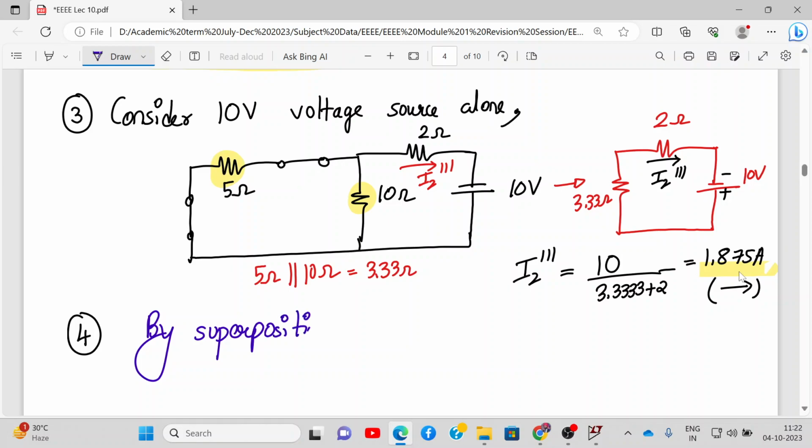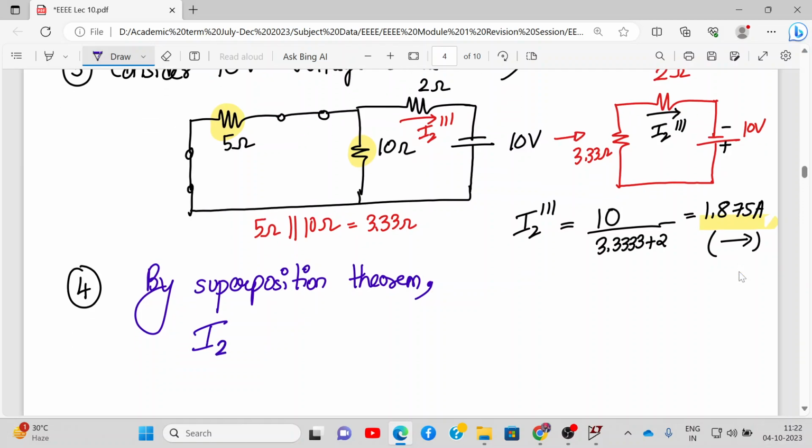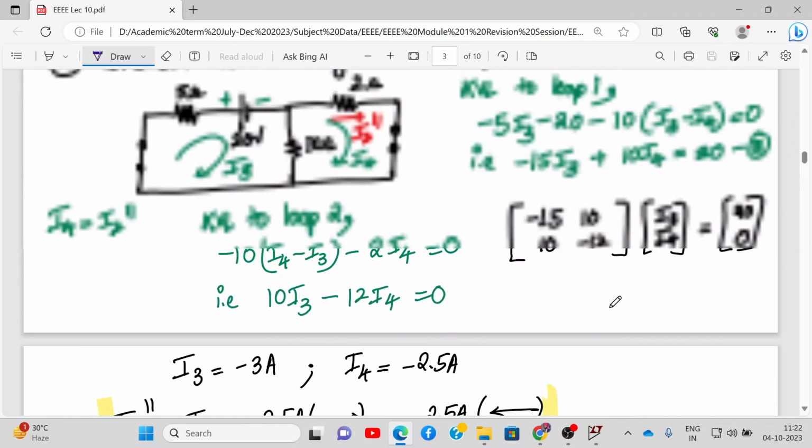By superposition theorem, what can we say? We say that the current flowing through the 2 ohm resistance will be I2 dash plus I2 double dash plus I2 triple dash. Okay, so what's the value of I2 dash?